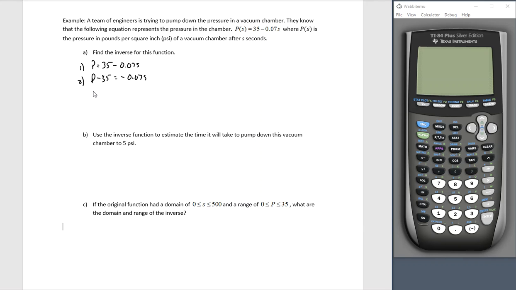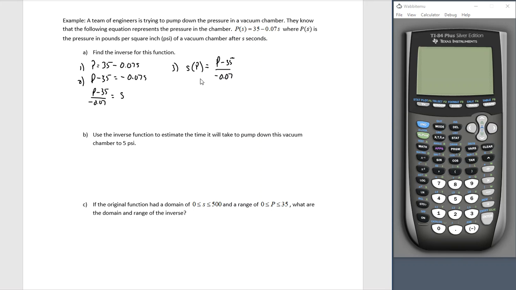And then I'm going to divide by a negative 0.07 to get S by itself. Dividing by this negative, we could kind of work with this, but I'm just going to leave it. I'm going to call this S of pressure. The number of seconds given the pressure is given by pressure minus 35 all over negative 0.07.